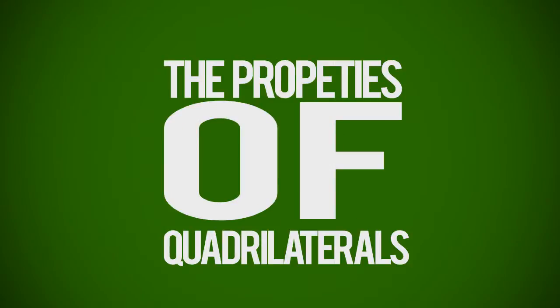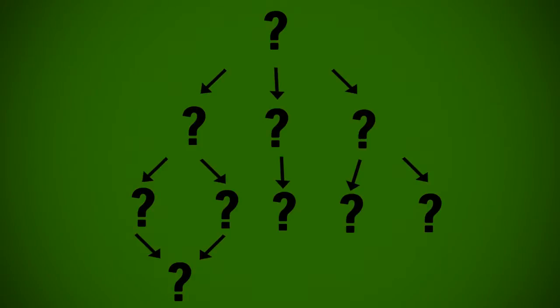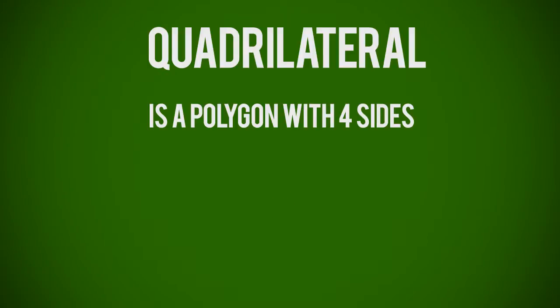The properties of quadrilaterals. To begin, let's start off with a flowchart. This will be filled in as we go along. First, what is a quadrilateral? A quadrilateral is any polygon with 4 sides. Now that we have that cleared up, let's talk about the different quadrilaterals and their properties.